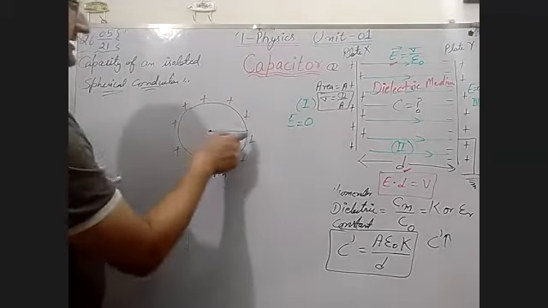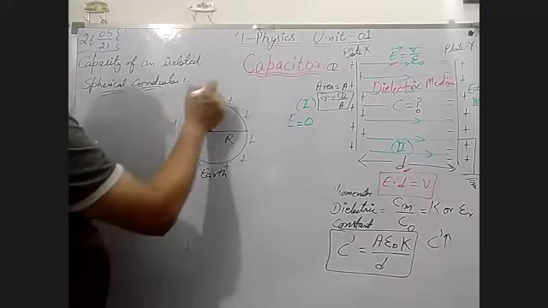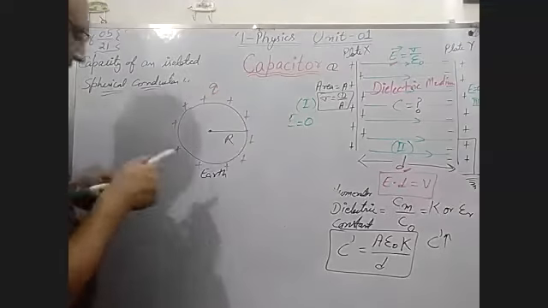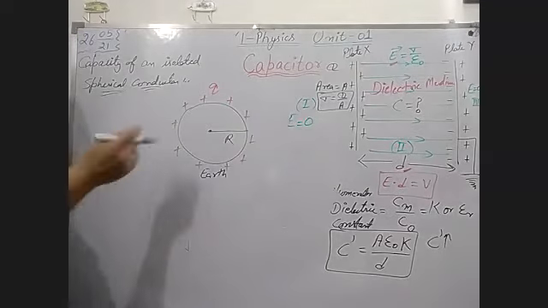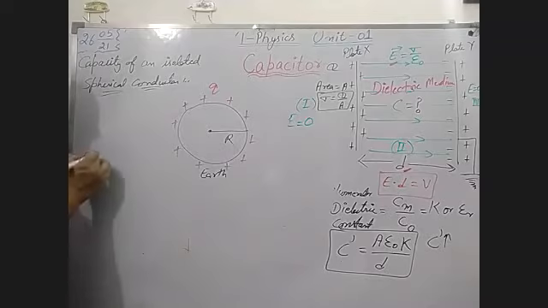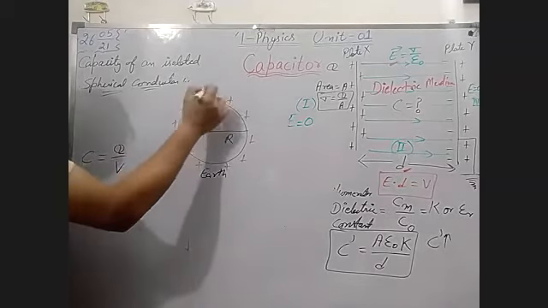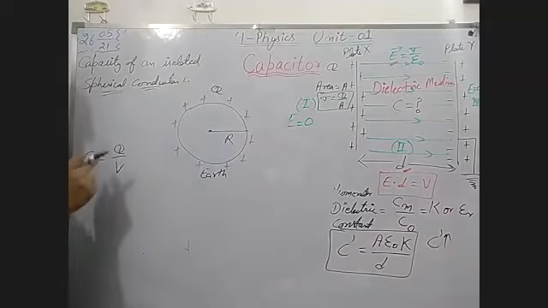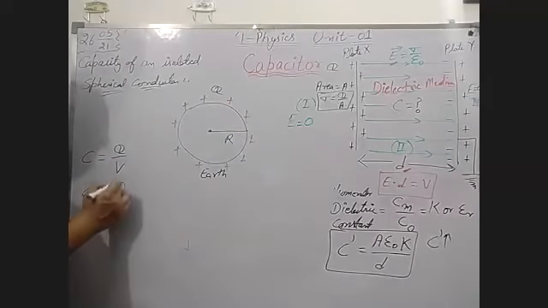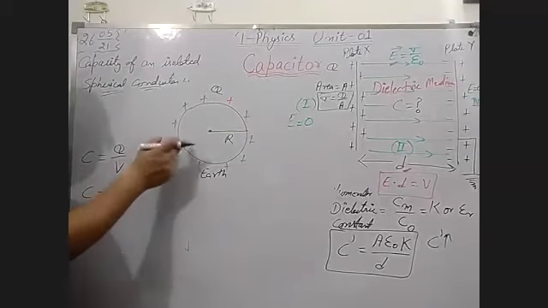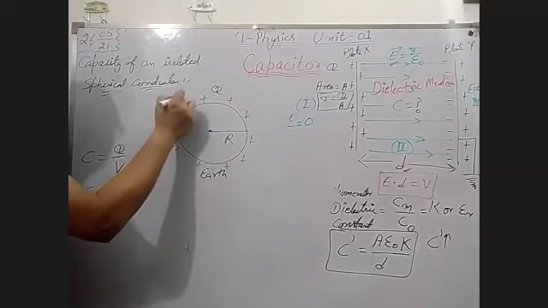Now, if R is the radius and Q is the charge on it, then how can you calculate capacitance for this? We know that C is equal to Q by V. Take this charge as Q. Now, C is equal to Q by V. What is the value of V? V is potential here.